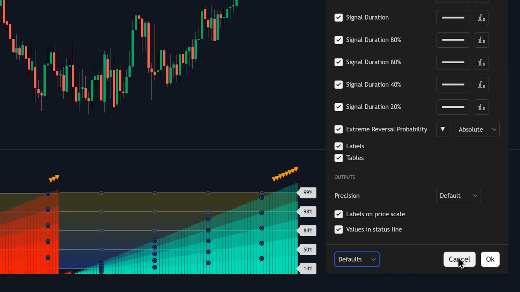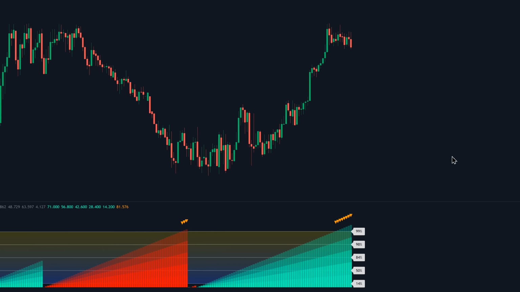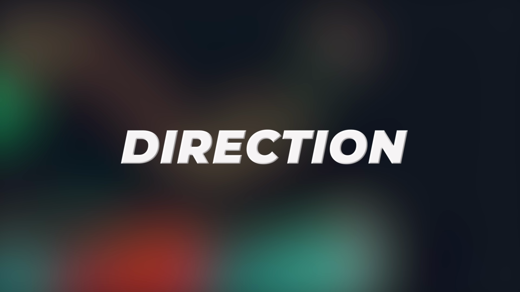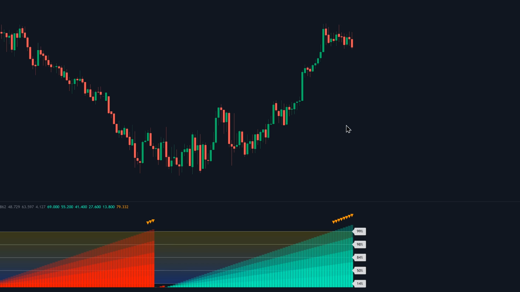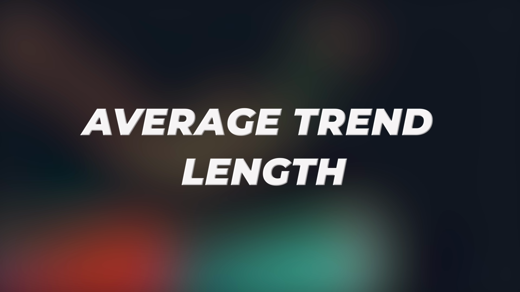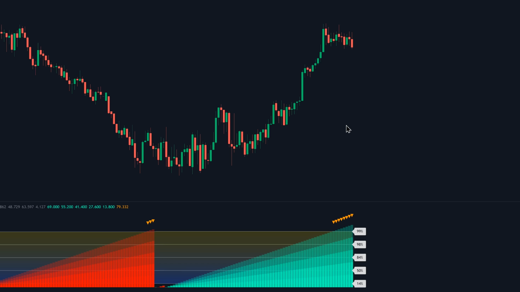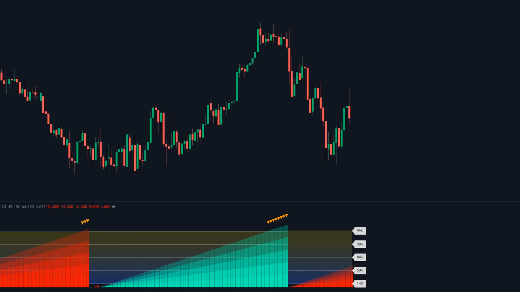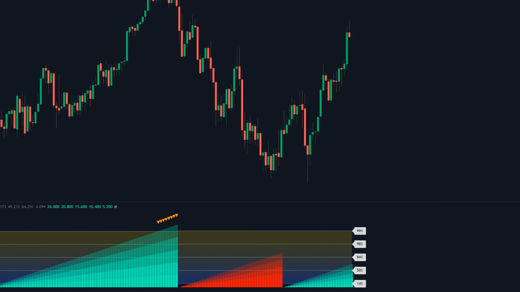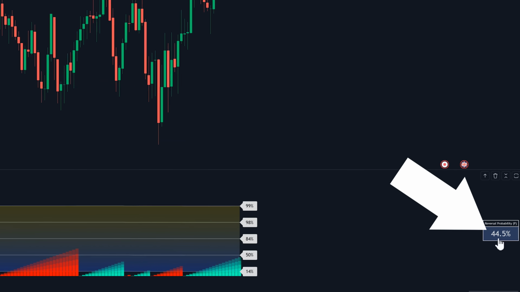After that, click OK. So the way this indicator works is as simple as this. It first detects market momentum and direction using a dual SMA strategy combined with an RSI-like transformation. It then tracks trend durations, calculates the average trend length, and plots standard deviation levels to estimate when a trend is statistically overextended. And then using a cumulative probability function, it determines the likelihood of a trend reversal, displaying key probability levels in a data table like this.